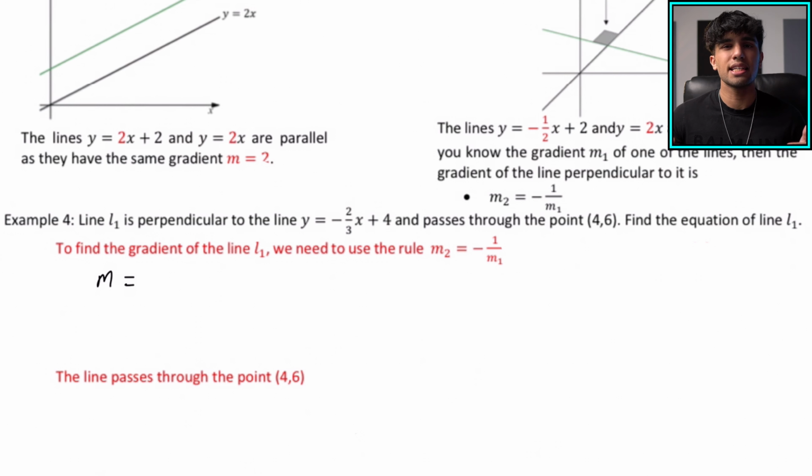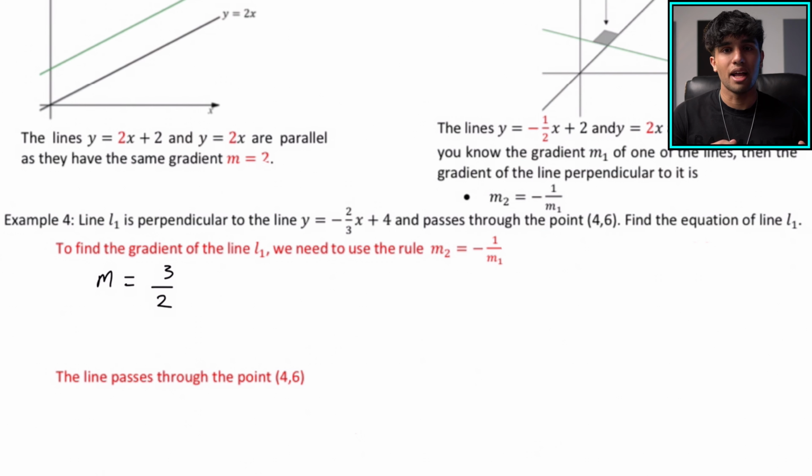Now to get the negative reciprocal, let's first look at just the reciprocal, which we have to flip the fraction over. So instead of 2/3, it's 3/2. Then we can add the negative part in. So instead of a minus, a minus of a minus is a plus. So our new gradient is 3/2.